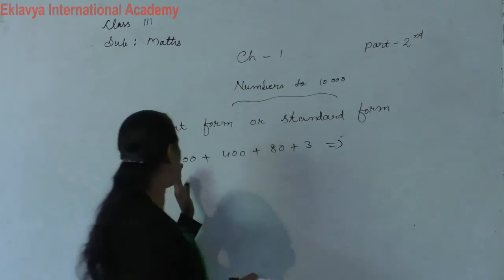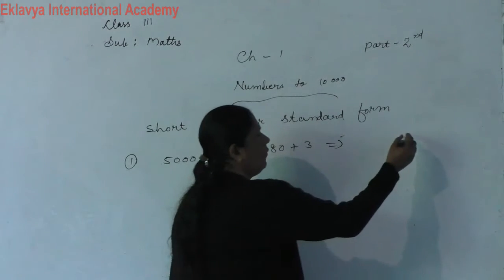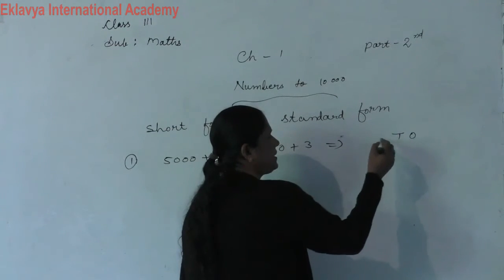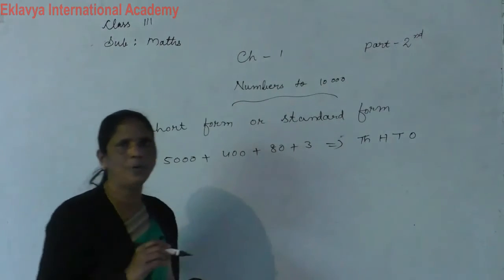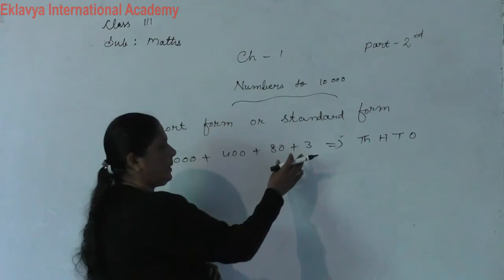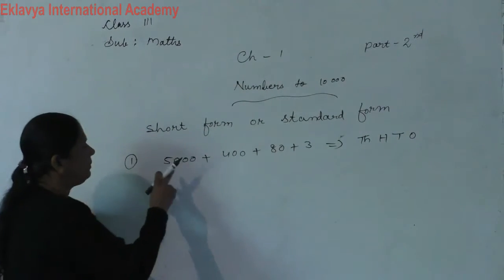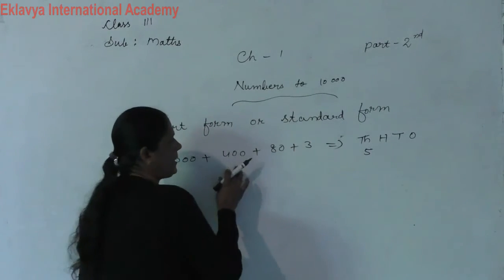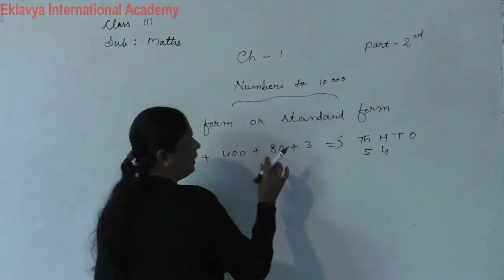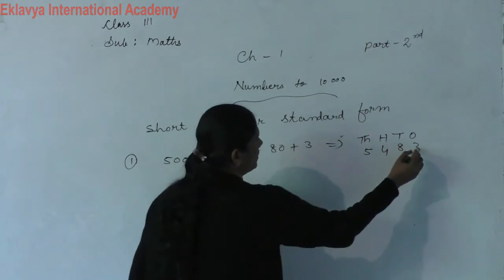First, the highest place value is 1000. You write ones, tens, 100, 1000. Then you write starting with the ones place, up to the 1000 place. The 1000 place is 5, the 100 place is 4, then the tens place is 8, then the ones place is 3.